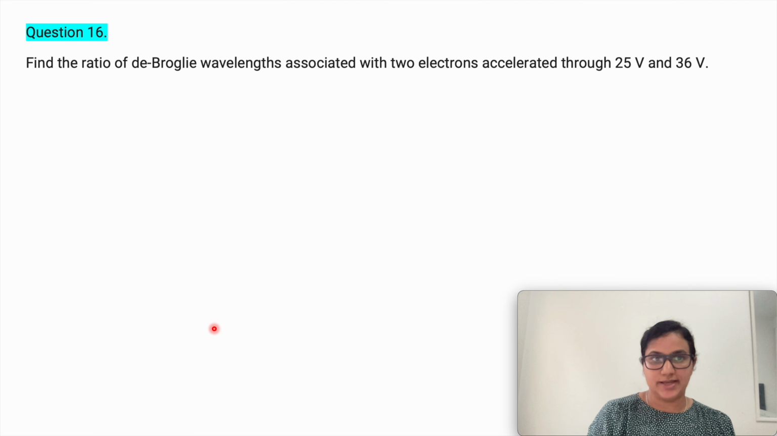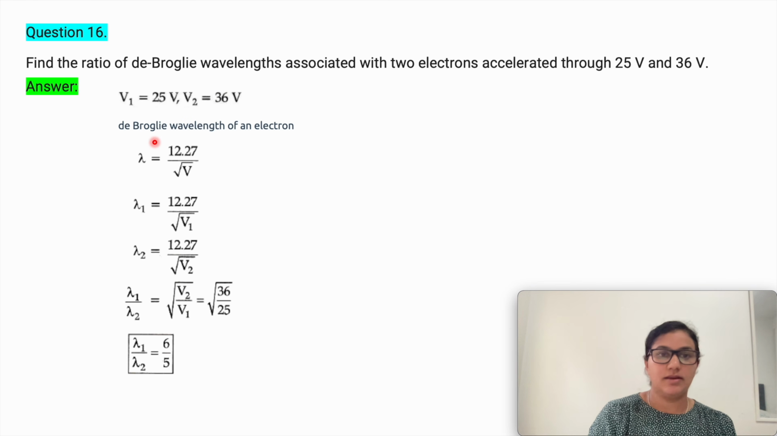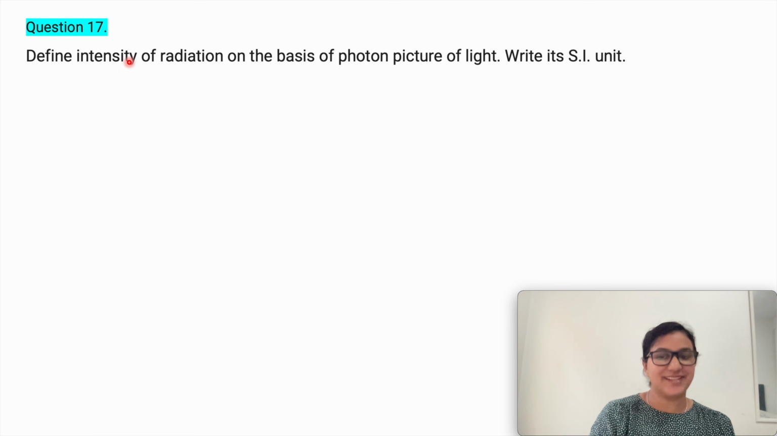Next, question number 16. Find the ratio of de Broglie wavelength associated with two electrons accelerated through 25 volt and 36 volt. So the answer is, we have the de Broglie wavelength of an electron lambda is equal to 12.27 divided by root V. So for lambda 1 and lambda 2 you get this expression. So when you equate these two equations you get lambda 1 by lambda 2 will be what? 6 by 5.